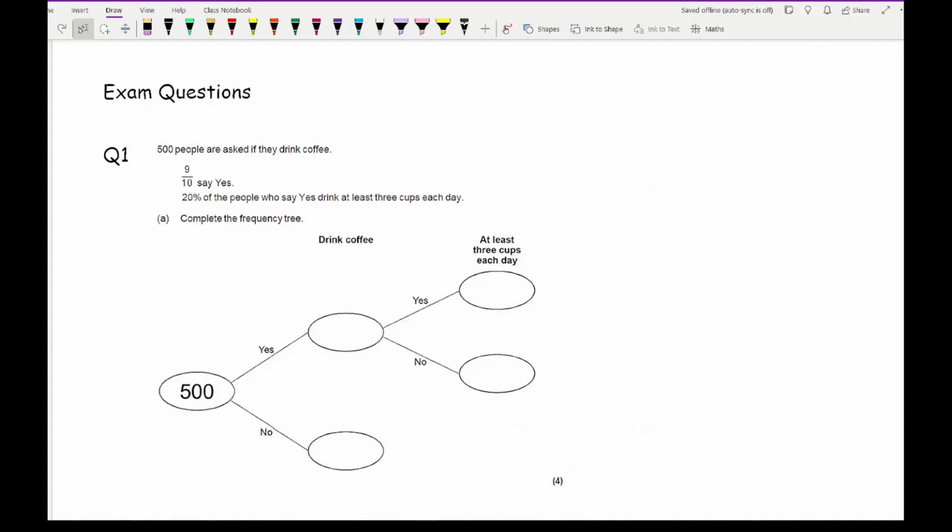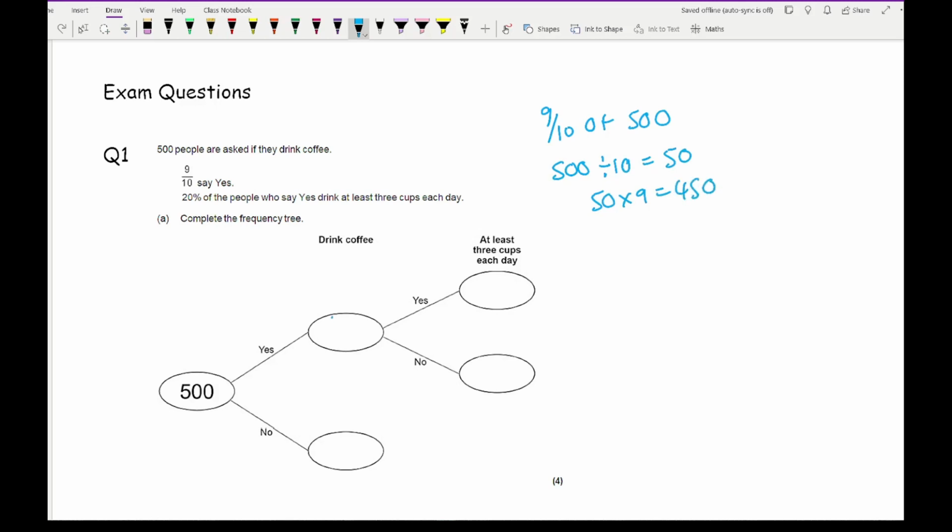So now let's have a look at some exam style questions. In question 1, it says that 500 people are asked if they drink coffee. 9 out of 10 said yes. 20% of the people who said yes drink at least 3 cups each day. And part A is asking us to complete the frequency tree. So for this, what I need to do is work out first what 9/10 of 500 is going to be. Well, 500 divided by 10 is 50, and 50 times 9 is 450.